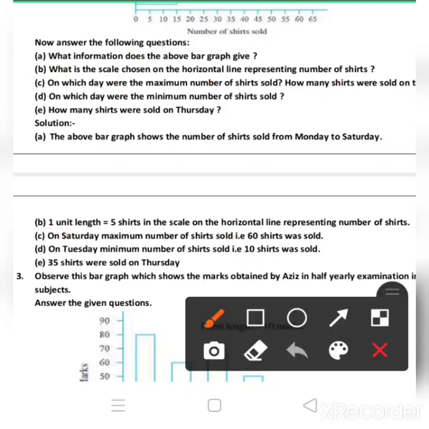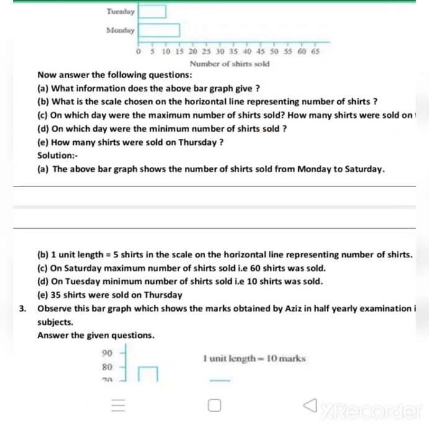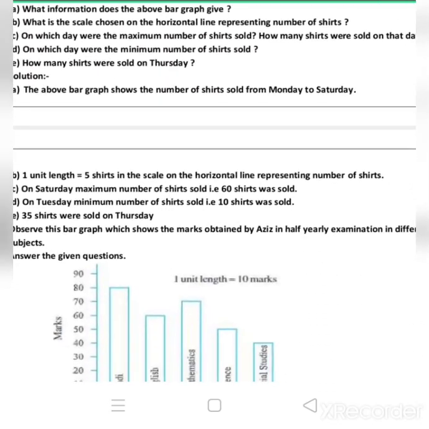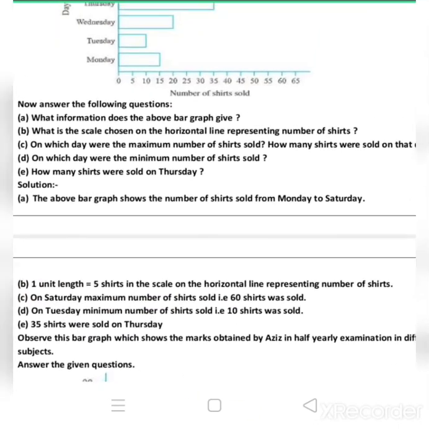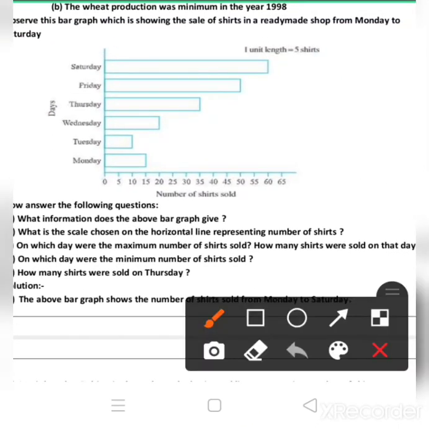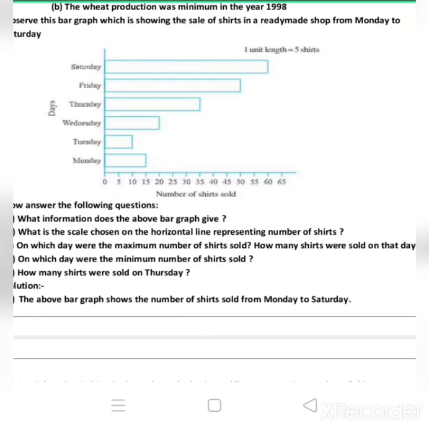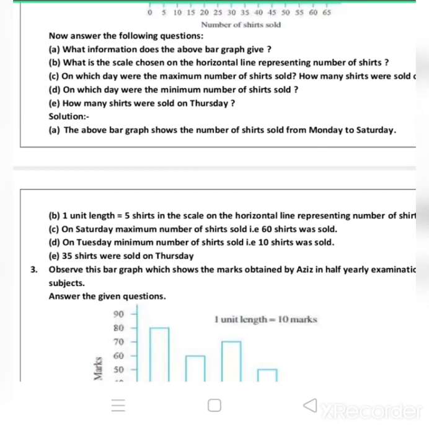In question number C, on which day were the maximum number of shirts sold? How many shirts were sold? So which one is the maximum bar? That is Saturday. So the answer is on Saturday the maximum number of shirts were sold, that is 60 shirts. Here the bar of Saturday is in front of 60. So it means 60 shirts were sold on Saturday.